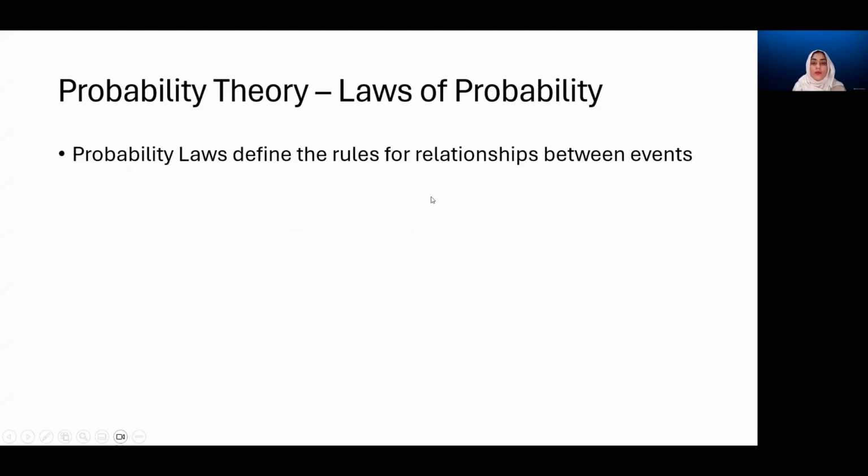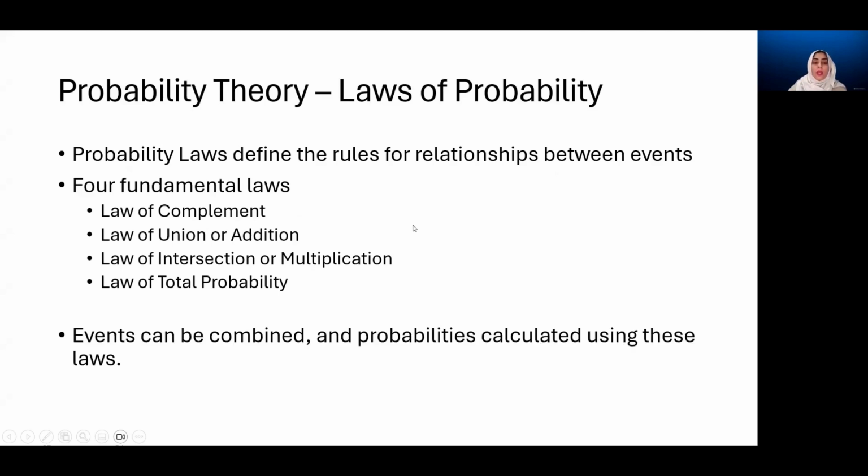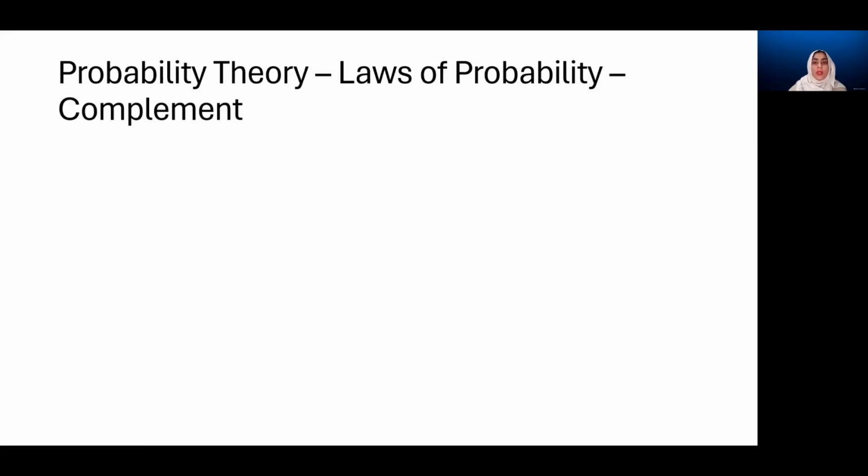Probability laws define the rules for relationships between events. There are four fundamental laws that we will be discussing: law of complement, of union or addition, of intersection or multiplication, and the law of total probability. Events can be combined and the probabilities can be calculated using these laws.